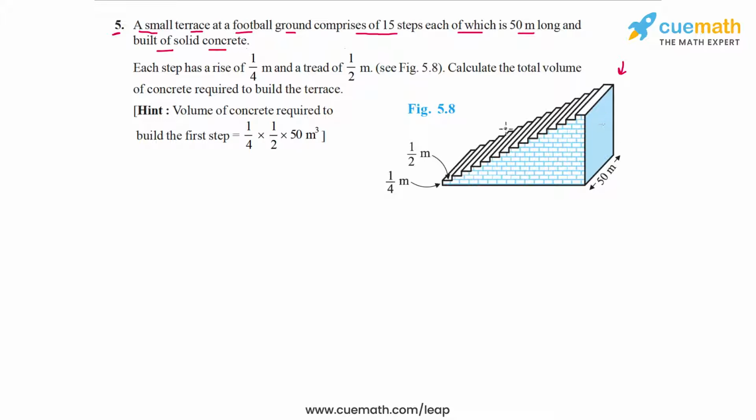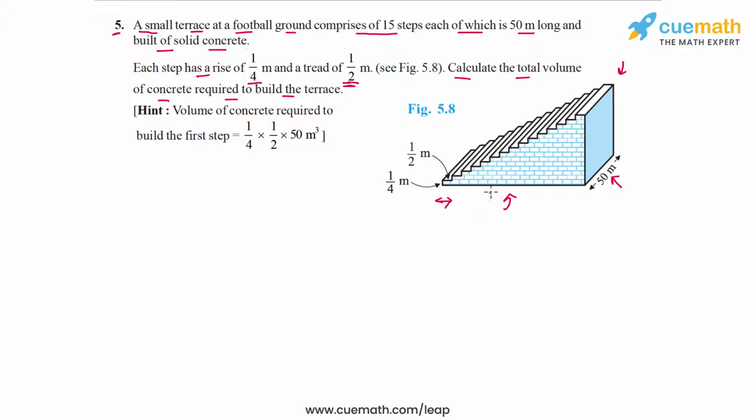So we have this terrace of steps, and the width of each step is 50 meters, which is what is shown here. And each step has a rise of 1/4 meters and a tread of 1/2 meters. So rise means the vertical extent of each step is 1/4 meters, and tread means the horizontal extent of each step in this direction is 1/2 meters. So what we have to do is calculate the total volume of concrete required to build the terrace. So we have to calculate the total volume of this structure that you see in the figure.